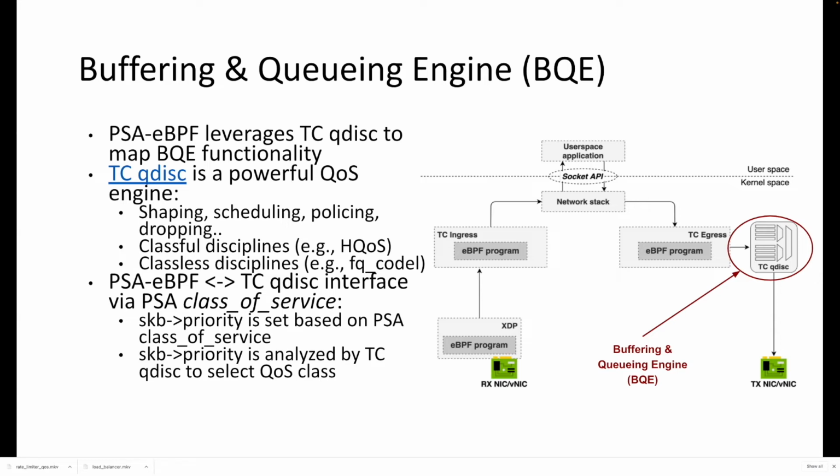eBPF programs generated by the PSA eBPF compiler interface with TC qdisc by means of PSA class of service metadata. This metadata can be set inside a P4 program, and the PSA eBPF compiler sets the SKB priority field based on the class of service field. Then the priority field is passed to the TC qdisc to determine a QoS class based on pre-configured mappings.